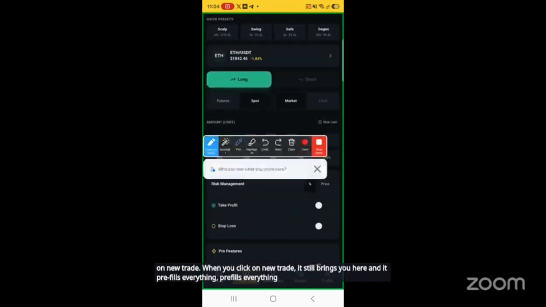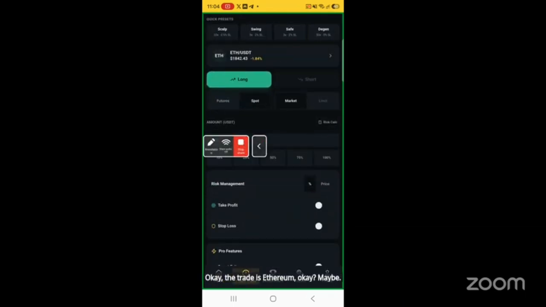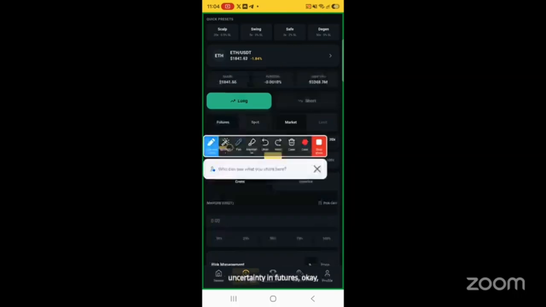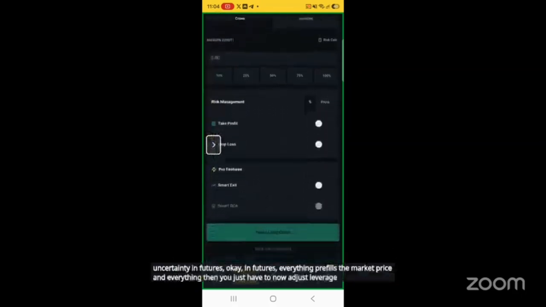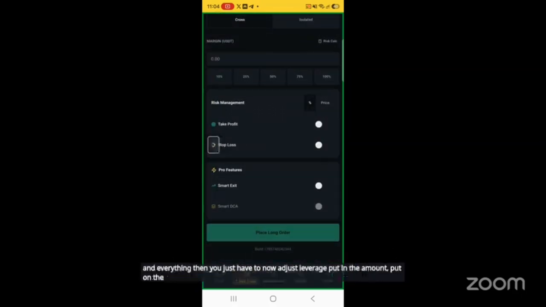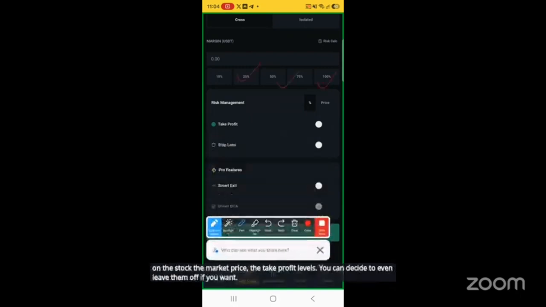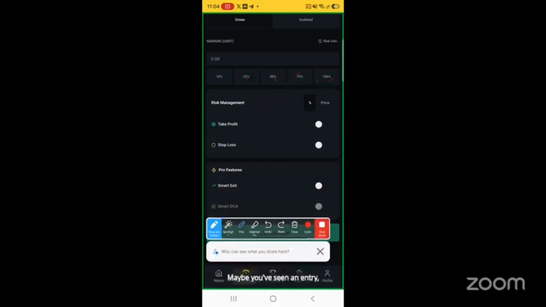The trade is Ethereum. Maybe you want to trade it in futures. In futures, everything pre-fills the market price and everything. Then you just adjust leverage, put in the amount, put on the stop level, the take profit levels. You can decide to even leave them off if you want. Maybe you have seen a good entry, and you want to leave the take profit off.